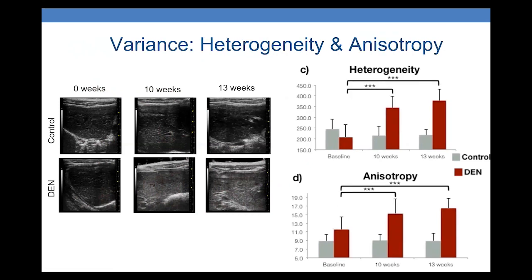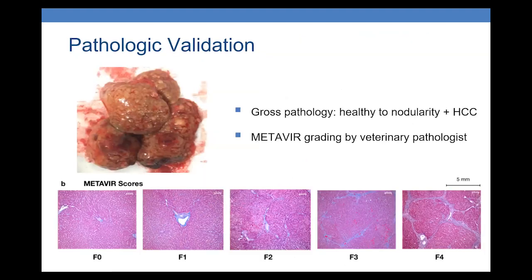Coming to our variance measurements, heterogeneity and anisotropy, they showed a similar trend, increased with time, and they were statistically significant as well. With pathological validation, the pathologist graded the tumors using the fibrosis stage, with the METAVIR grading system. They gave them different grades from F0 to F4. F0 means no fibrosis at all, and F4 is cirrhosis.